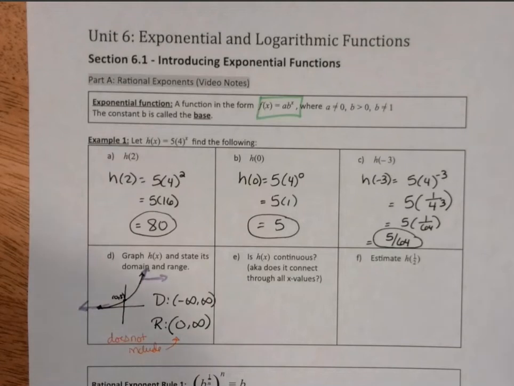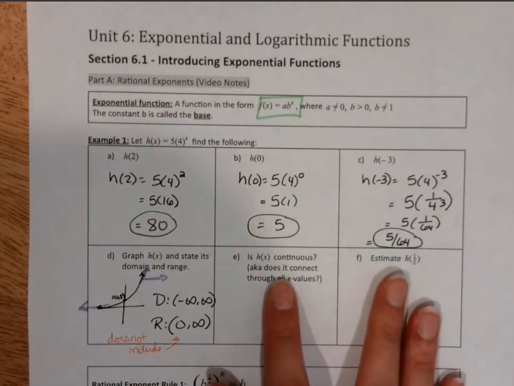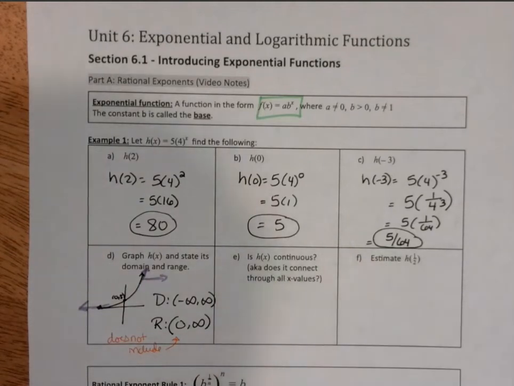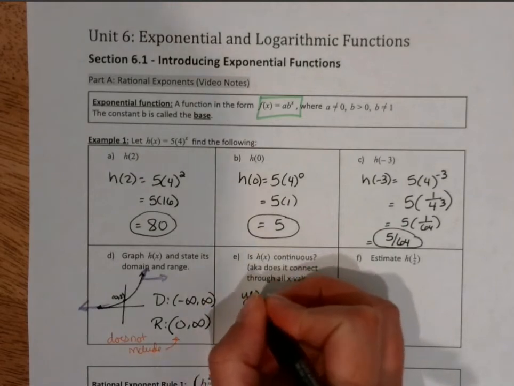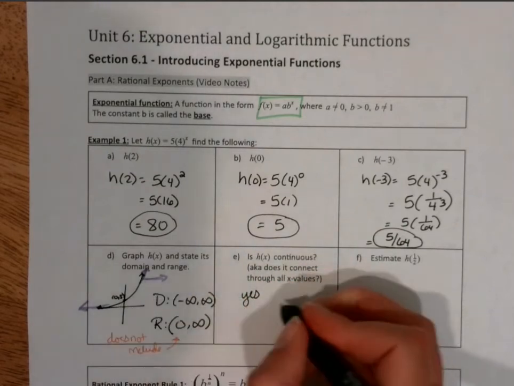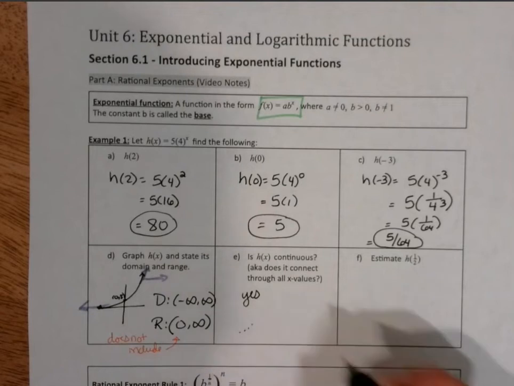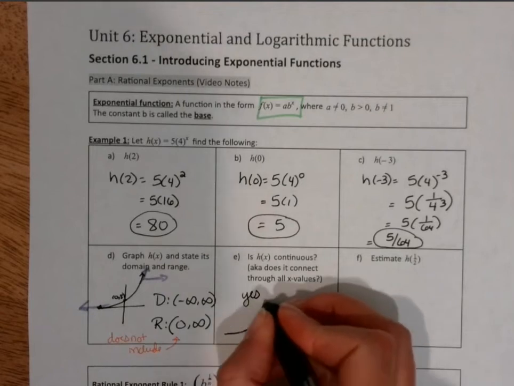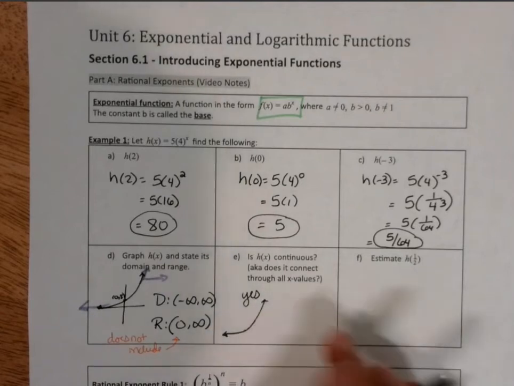Is h of x continuous? AKA, does it connect through all values? Yes, it is, right? It was smooth and connected. The opposite of continuous would have been discrete, and it wasn't like that at all. It was smooth and connected, so it was continuous.